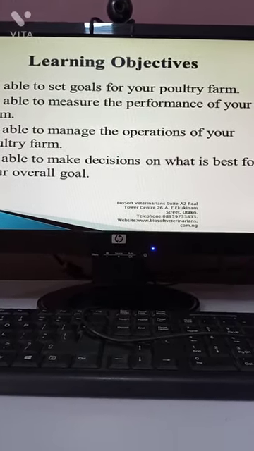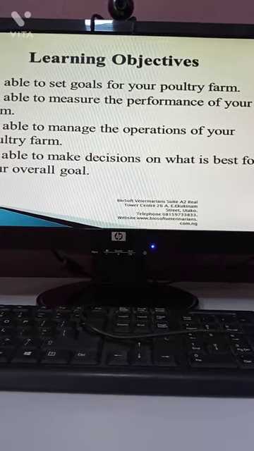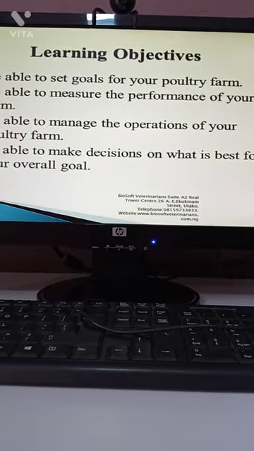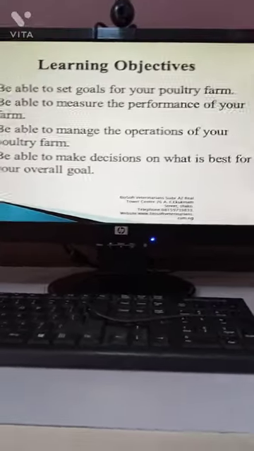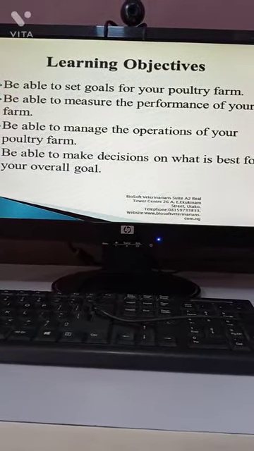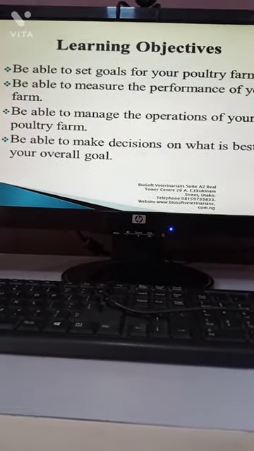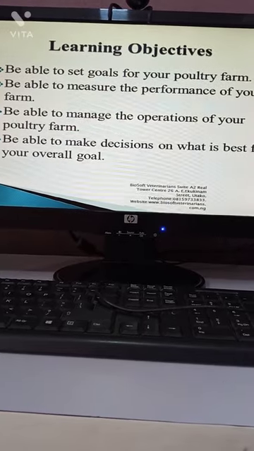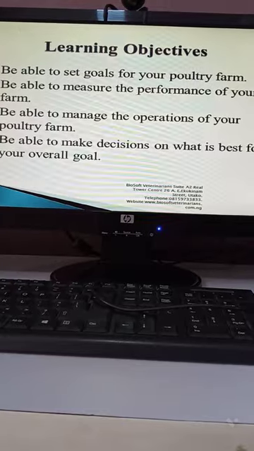The learning objectives that I have for this course are that at the end of it, you should be able to set goals for your poultry farm, measure the performance of your poultry farm, manage the operations of your poultry farm, and make decisions on what is best for your overall goal.